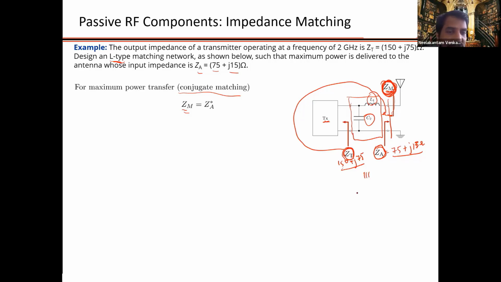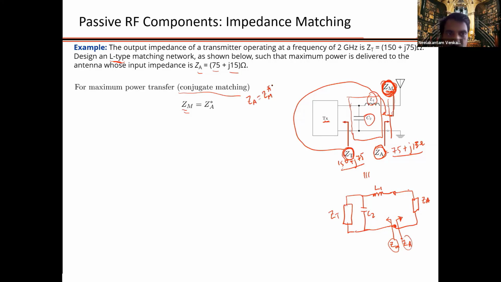You can equivalently write this as, this is going to be my ZT. Then I have my C2 here. Then I have my inductor L1 here. And this whole thing is being connected to an antenna, which is represented as ZA. What you see from this side is ZA, and what you see from this side is Zm. This Zm must be the conjugate of ZA, or alternatively, ZA should be the conjugate of Zm. Both mean the same.